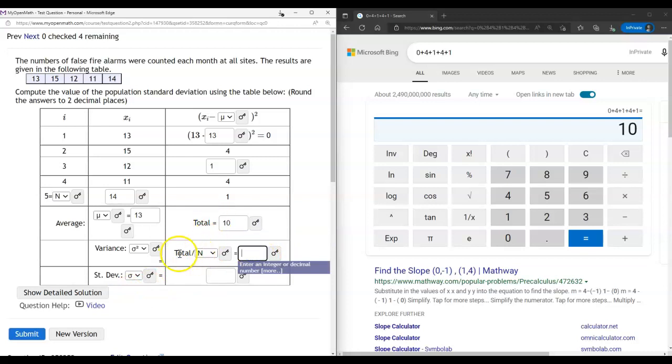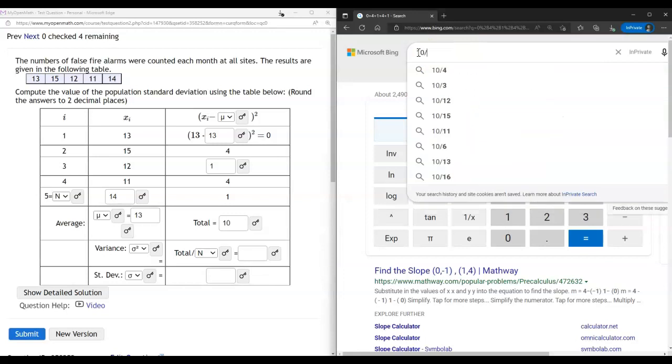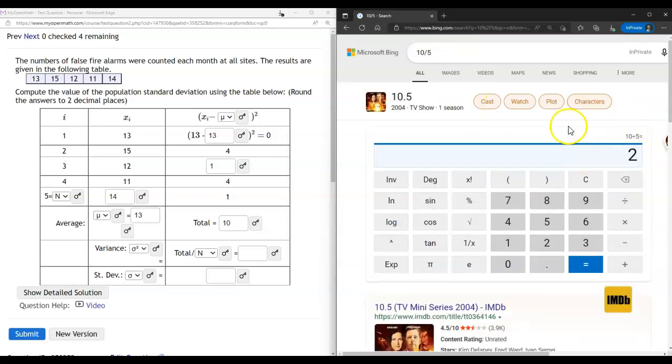And now, according to this formula, we're going to take the total and divide it by n, which is 5. So I'm going to take the total 10 divided by n 5, and I got 2.